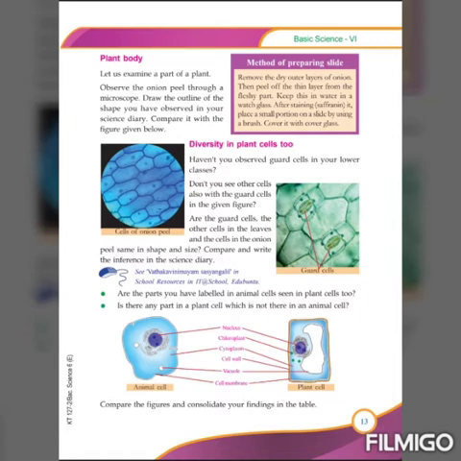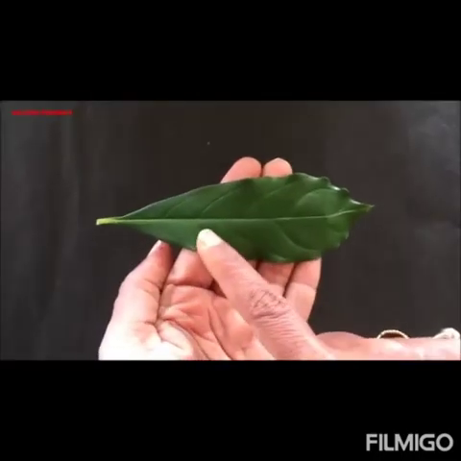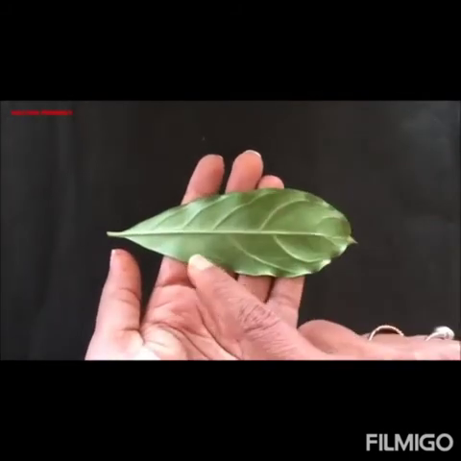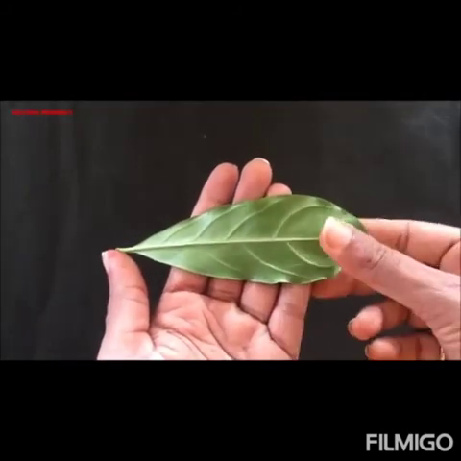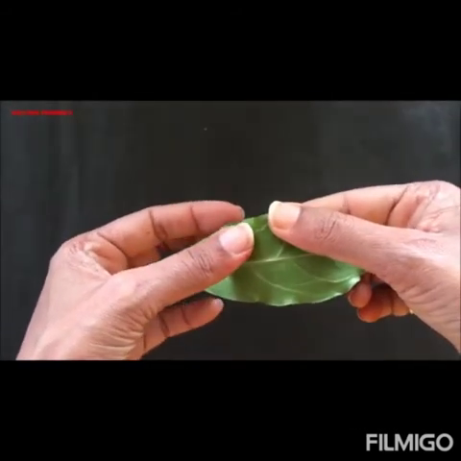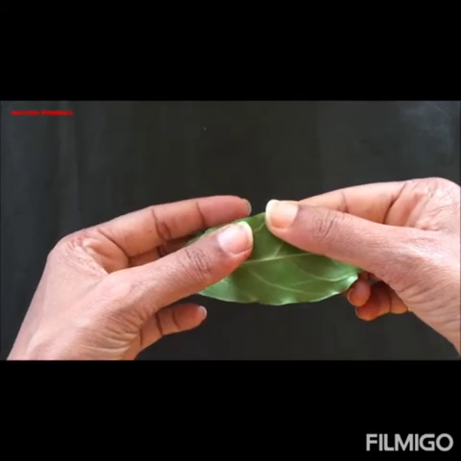Okay, so let us see a video. This is the upper surface of the leaf, which contains the upper epidermis, means upper epidermal layer, and this is the lower surface of the leaf, which contains the lower epidermal layer. And what is epidermal layer? Epidermal layer is the outermost transparent layer present on the surface of the leaf.